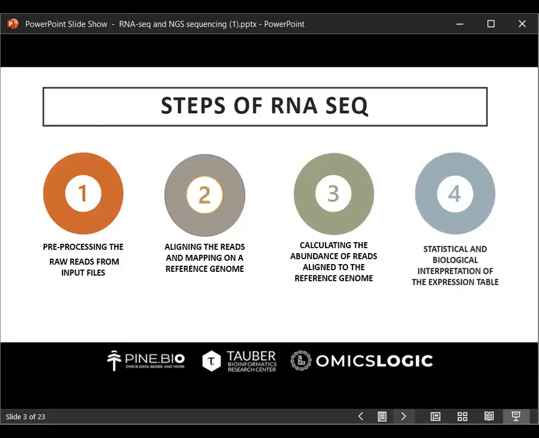So the basic steps of RNA sequencing involve first the pre-processing of data, second aligning the reads that were present and mapping them onto a reference genome, and the third step is calculating the abundance of reads that are aligned to the reference genome. The fourth is the statistical and biological interpretation of the expression table that gets generated after all the three steps.